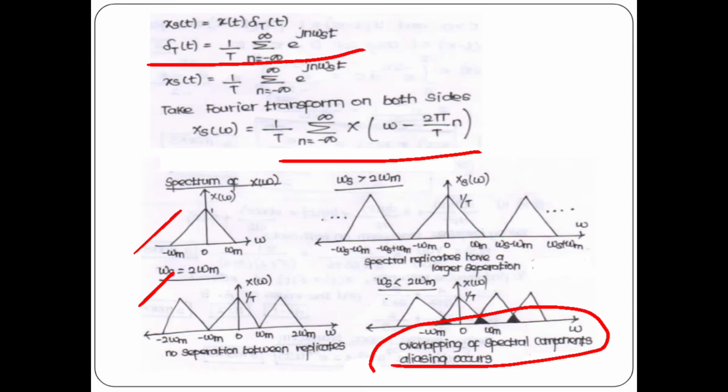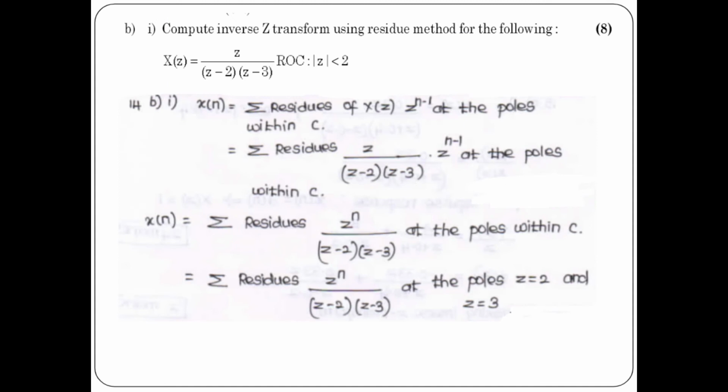Okay, so this is about overlapping of spectral components which causes aliasing. Aliasing can be avoided if x of t is strictly band limited, and the second condition is fs is greater than or equal to 2 fm. If fs is less than 2 fm, or omega s is less than 2 omega m, there will be overlapping between the replicas. Okay, so this is about the sampling theorem.